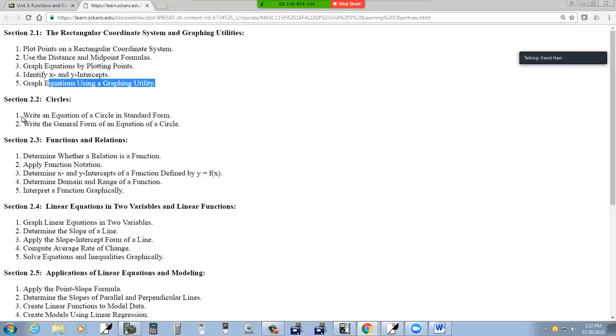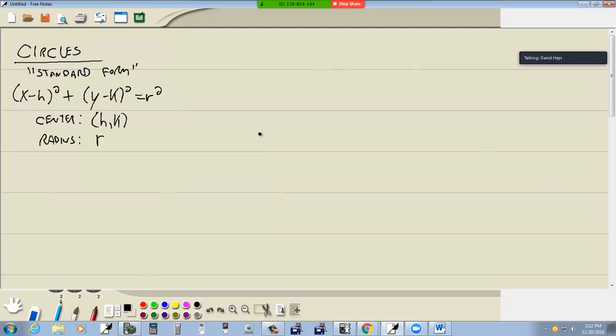Now it's a little bit vague on what they mean by this. Write an equation of a circle in standard form. The assumption here is that we're given a graph. It doesn't specifically say that, but from the graph we've identified the center. Let's say the center is 3, -2. And we've identified the radius. Radius is distance from the center out to the outer edge. Let's say that's 4.